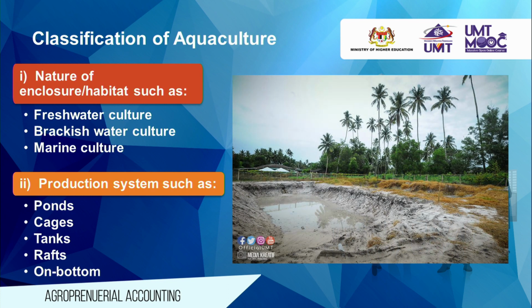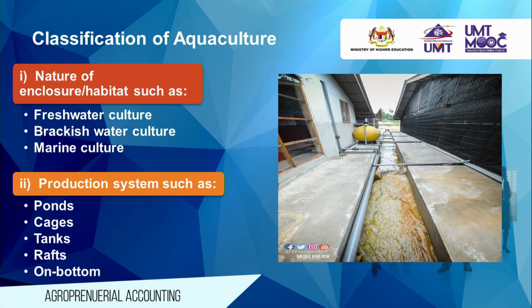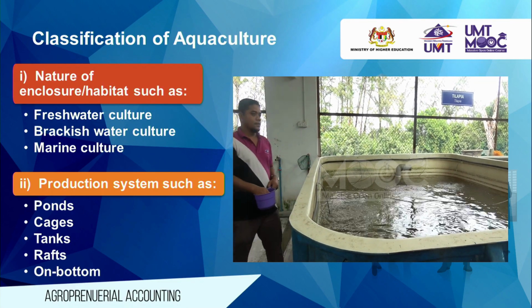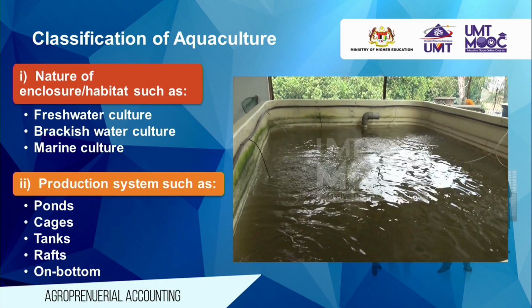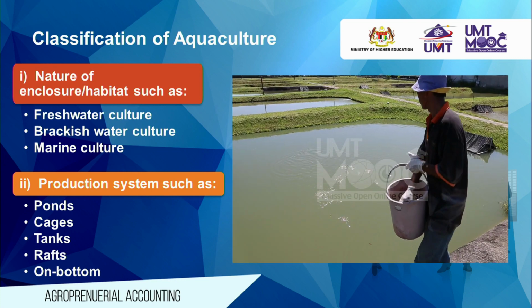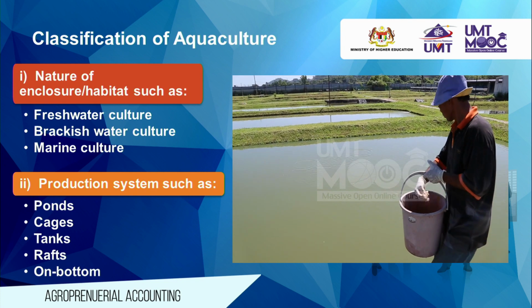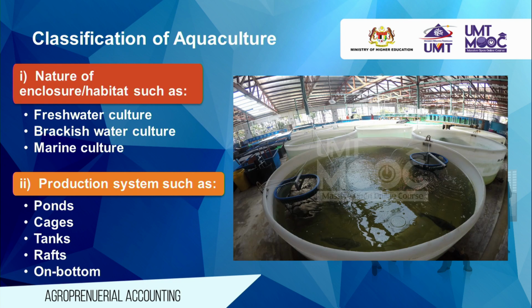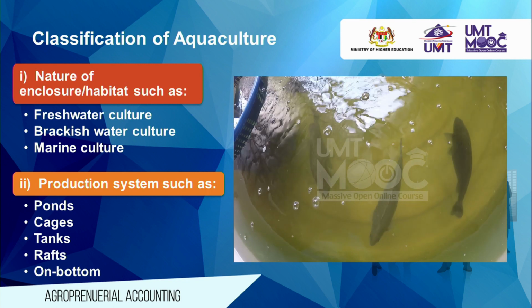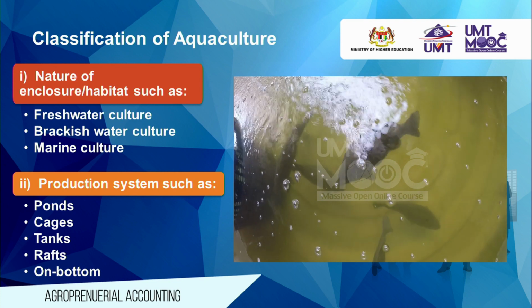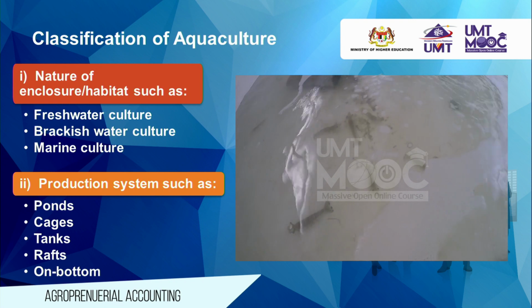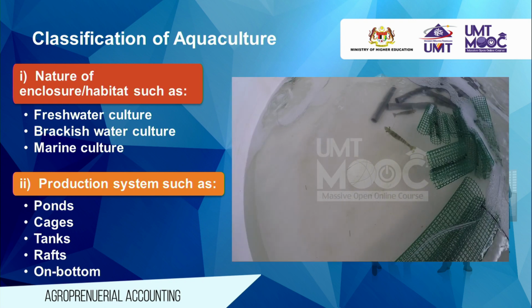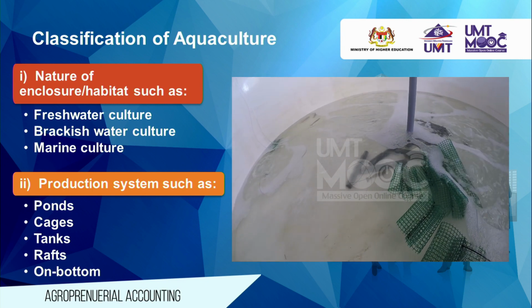Now, let's look at these slides to have an idea on how the classification of aquaculture can be done. There are various ways of classifying aquaculture. This includes, first, classification based on the nature of enclosure, habitat of the creatures. That means, where do they live? They may be in freshwater culture, brackish water culture, or marine culture. Secondly, as shown in picture 2, we can also classify aquaculture based on its production system, whether they are raised in ponds or in cages such as barramundi farming, putting them in the tanks, rafts, or on bottom. It is really interesting to see how these industries are being operated.